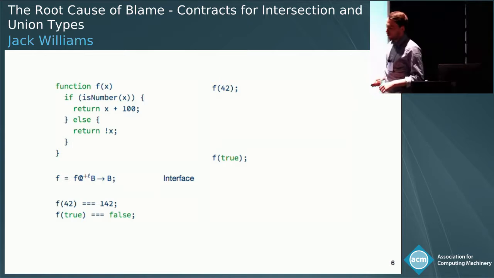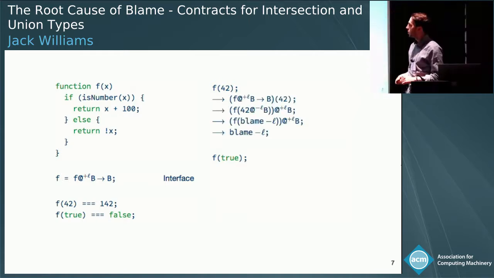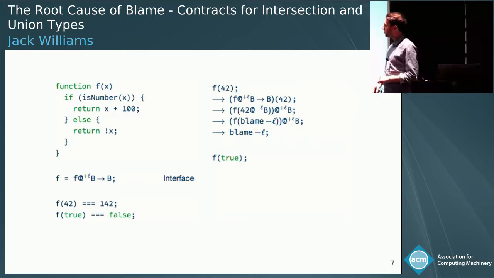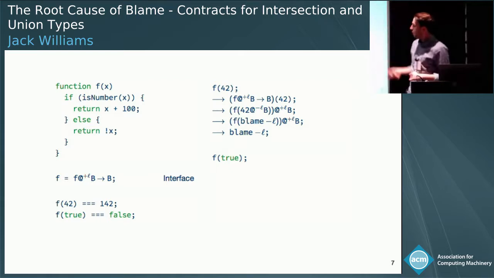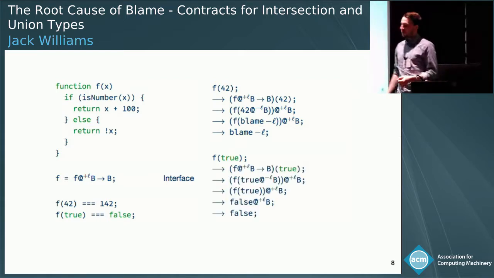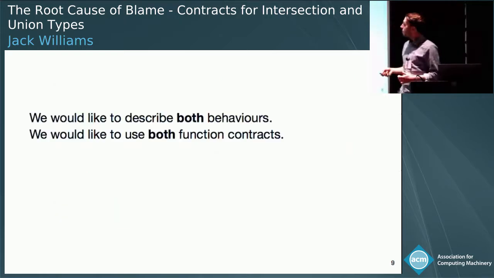So now we've got this Boolean to Boolean function. What's going to happen here? Well, the story is similar, but perhaps reversed. For our integer argument, we're going to get negative blame. So the client has given an incorrect argument because obviously 42 doesn't respect the Boolean contract. But then for our Boolean argument, we get the right result here. So we do the wrap rule, we then evaluate the function, we apply the codomain contract, and we get back false. So that's good, but in either case, we haven't quite got the behavior we wanted. We didn't have both behaviors, and really, we want both function contracts.